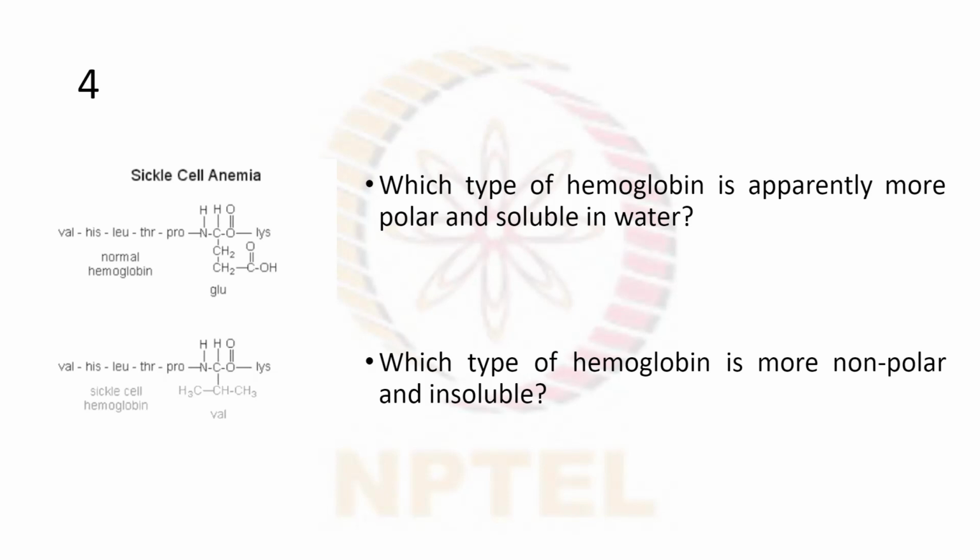Yeah, so in the first case, thank you, Anupam, it is normal hemoglobin because of the presence of the polar amino acid. In the second case, this polar amino acid has been mutated to valine. What happens? So which type of hemoglobin is more nonpolar and insoluble?